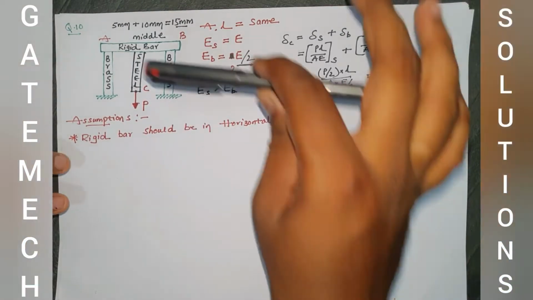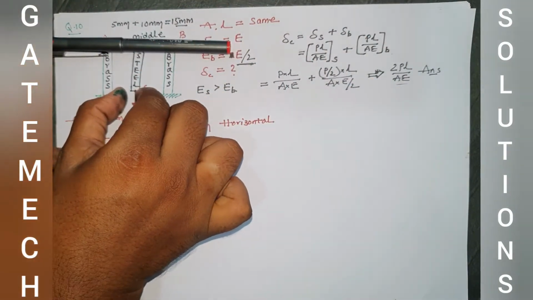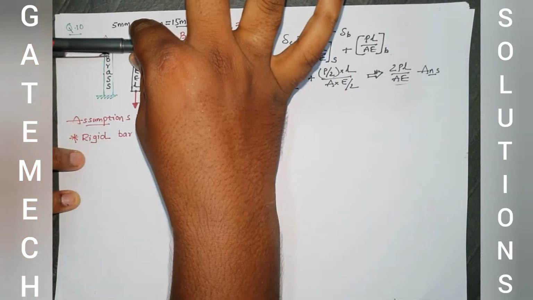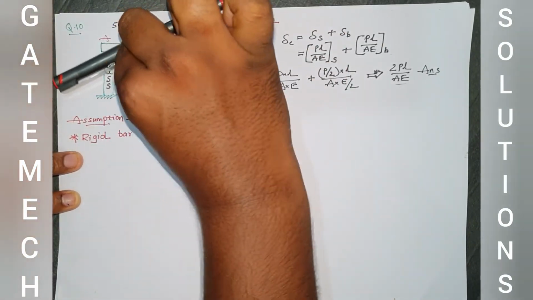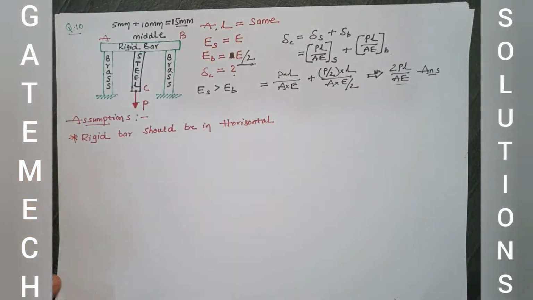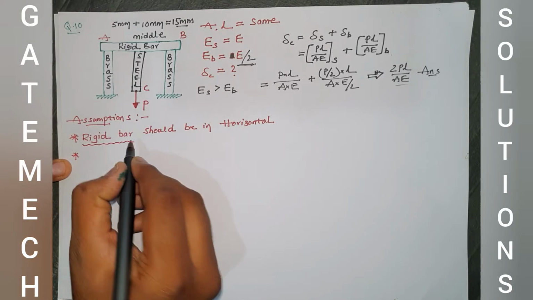As we already know, for the rigid bar, the steel material is exactly connected at the middle. This is the reason why, even after the deformation, the rigid bar still remains in horizontal position. It should not be in inclined position. It will be in horizontal position. So that is one of the assumptions. And the second assumption is, before going to that, do you know what is meant by rigid bar?